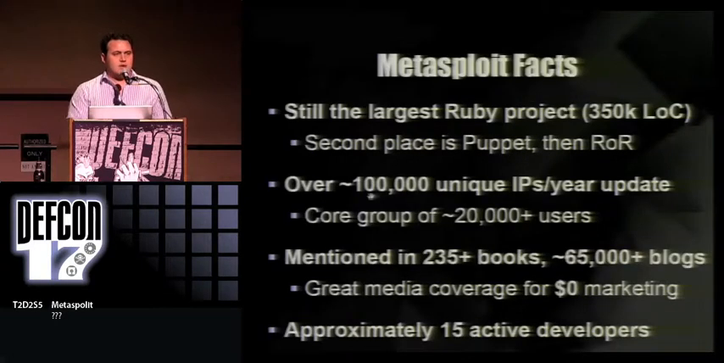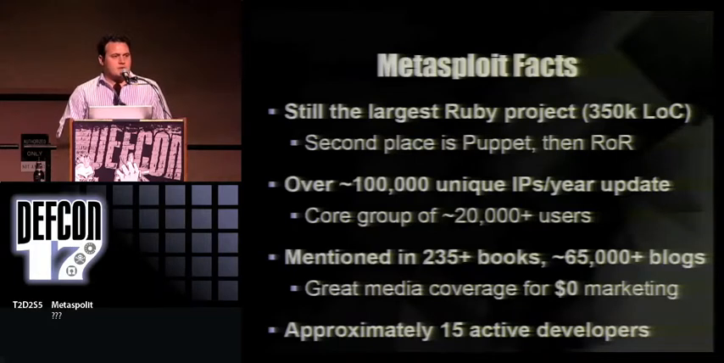Some quick facts. As lots of people like to argue, we are still the biggest Ruby project in the world. If the Ruby interpreter starts to fail and we don't like what the developers are doing, we'll fork Ruby to make sure Metasploit still has an interpreter, because we have more code than them. Second place is Puppet and Ruby on Rails, which are still smaller than Metasploit right now by at least 10%.